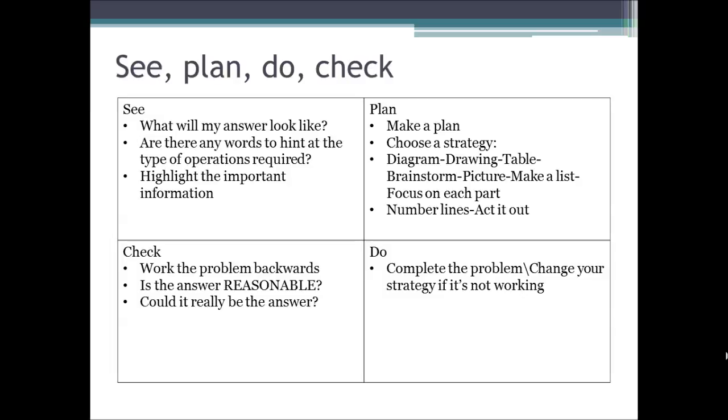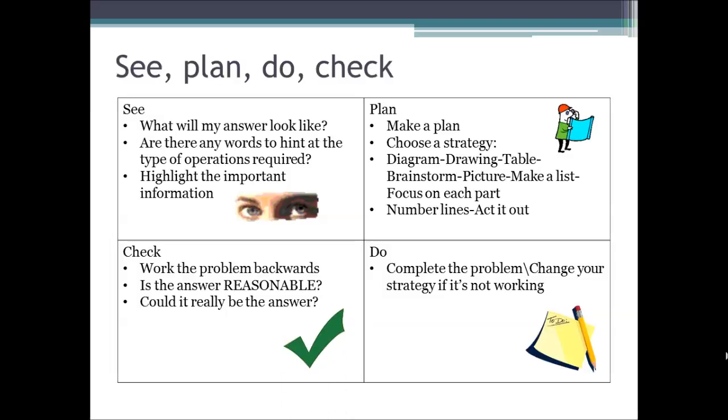This is a strategy that we use. They need to rule it up in a box like this. The first column on the top left-hand side here is C. They need to go through. Maybe they need to highlight the answers. They need to decide what their answer is going to look like. Maybe make some sort of estimation about what would be a reasonable answer. In the planning section, they need to make a plan. They can do diagrams, draw a table, brainstorm, make a picture, focus on each part, number lines, anything like that will work to make a plan about how am I going to figure this out. In the do section down here in the bottom right hand corner, we want them to complete the problem. And if it's not working, they need to change their strategy and adjust their strategy for a new one.